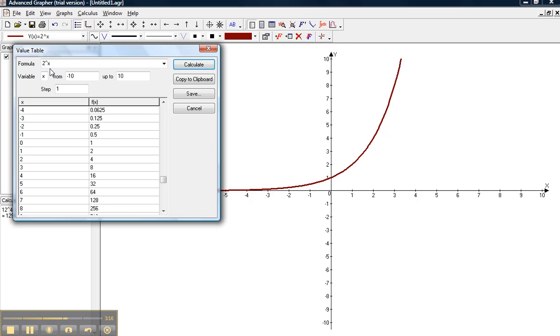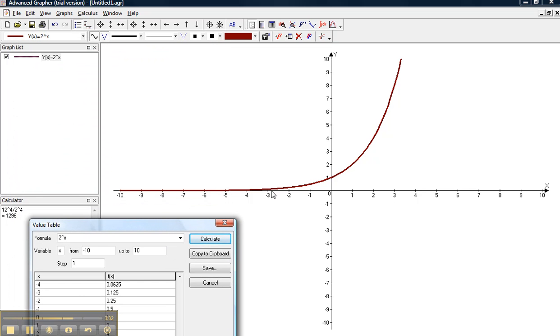What if I plug in a negative 1? That's going to be 2 to the negative 1 power, which is a half. Then 2 to the negative 2 power. We're going to get a little closer, a little closer. We're continually going to get closer and closer to the x-axis, but it will never touch 0.